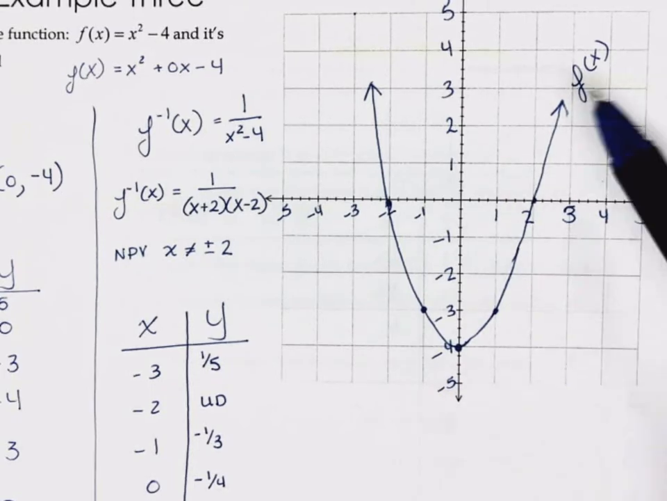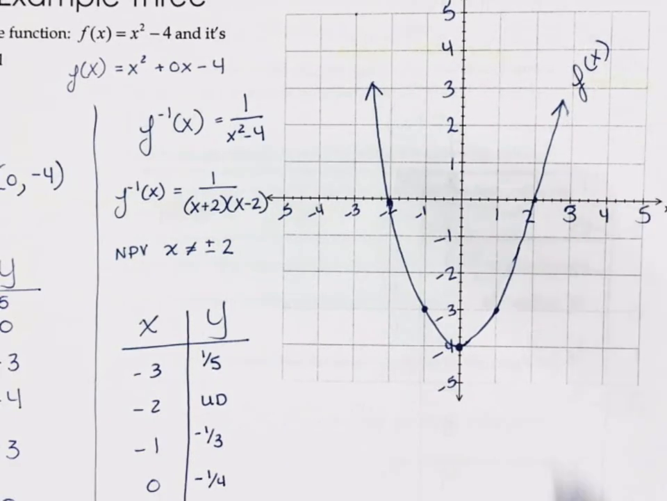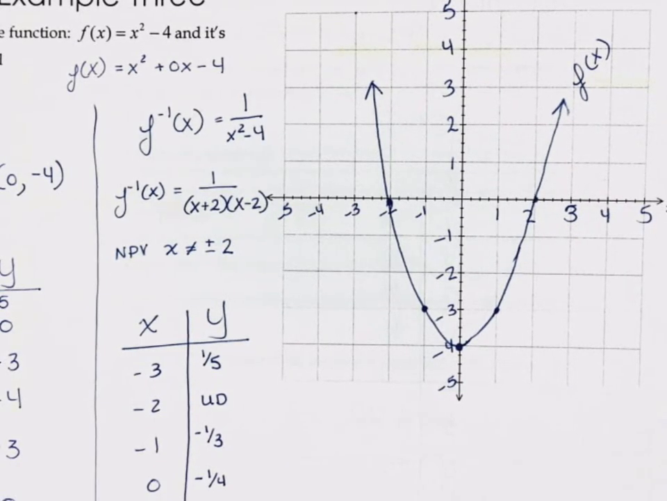So please notice that I labeled this one f of x. Because I'm putting more than one graph on the coordinate plane, you have to label each. And I didn't put the equation. You totally can if you want to, but I'm just saying, hey, this is the original function. Okay. Are we good? You guys are still graphing the parabola?